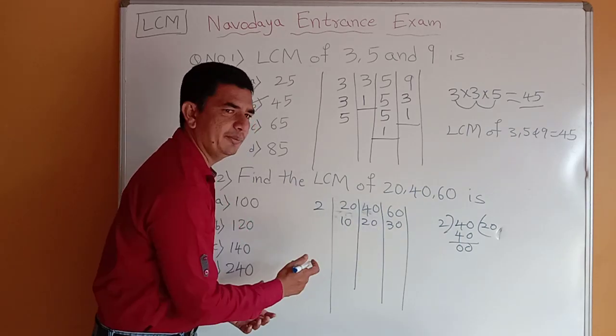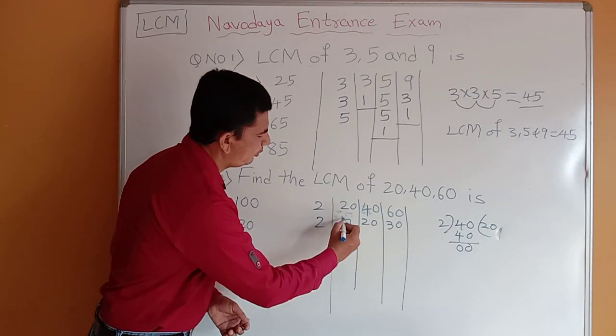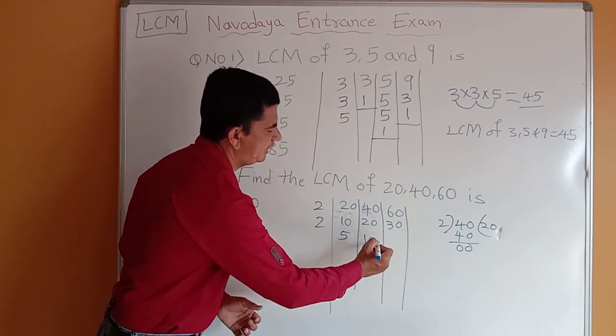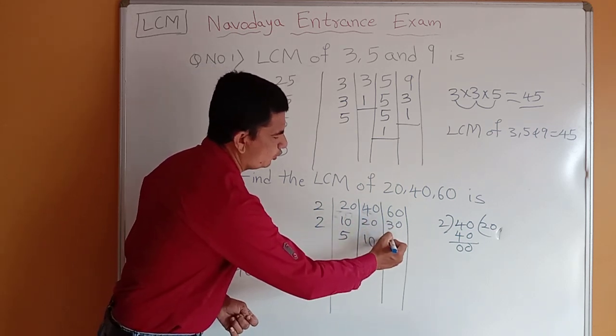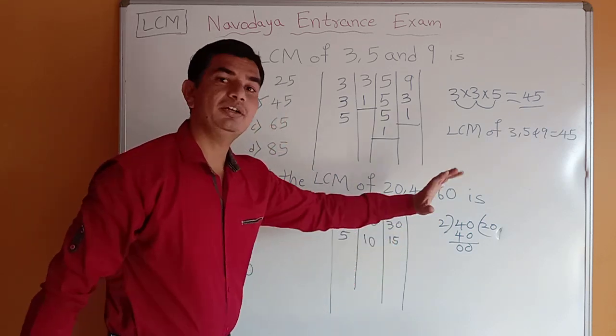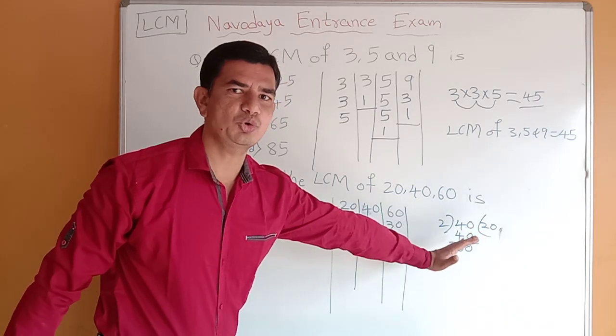Again all the numbers are even. We can take 2. 2 how much is 10? 2 fives are 10. 2 how much is 20? 2 tens are 20. Here 2 fifteens are 30. This also you can do in rough. I am not doing the rough work here.